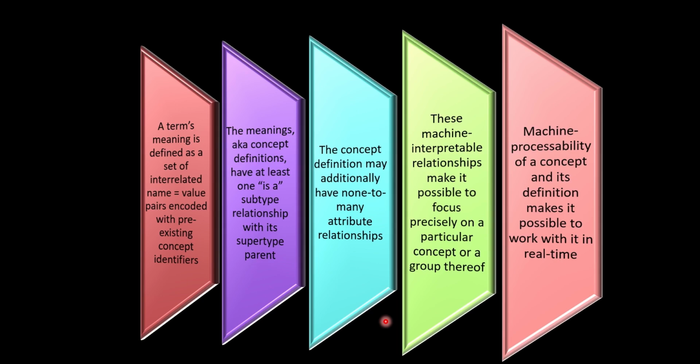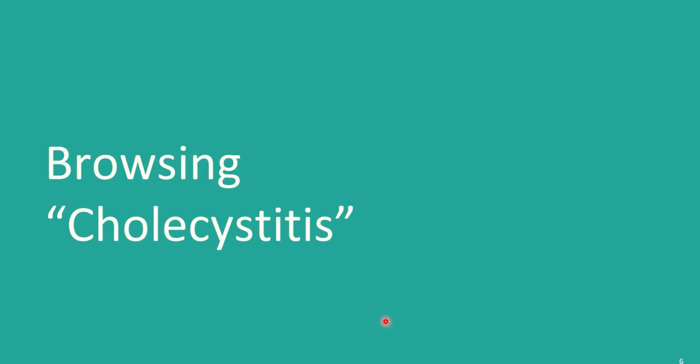The definition consists of at least one is a subtype relationship and none to many attribute relationships. These relationships make it possible to focus precisely on a concept or a group of them. Let us now see how the term cholecystitis is handled in SNOMED through the online SNOMED browser made available for free by SNOMED International.